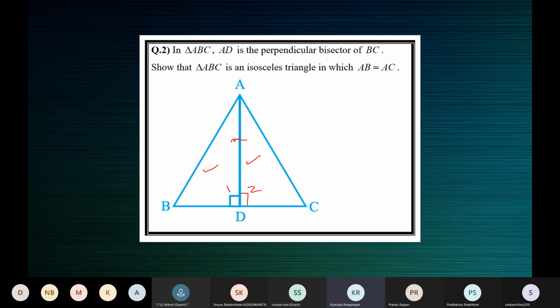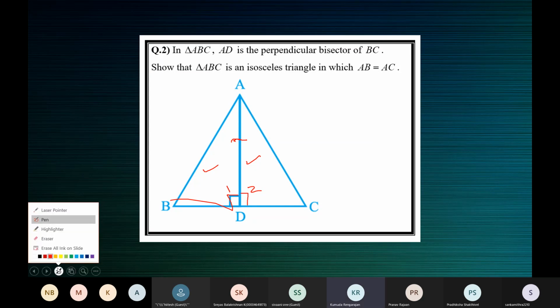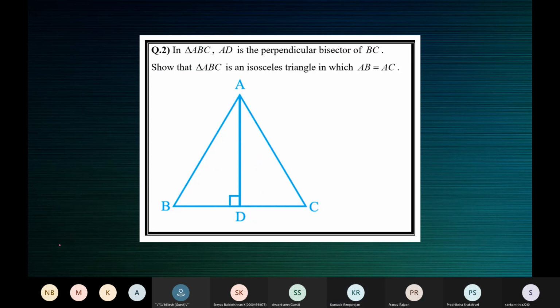AD is not only perpendicular to BC, it also bisects BC. AD is the perpendicular bisector of BC. It's perpendicular to BC, it bisects BC. Perpendicular meaning it makes 90 degrees with BC. AD makes 90 degrees with BC. AD is the perpendicular bisector.